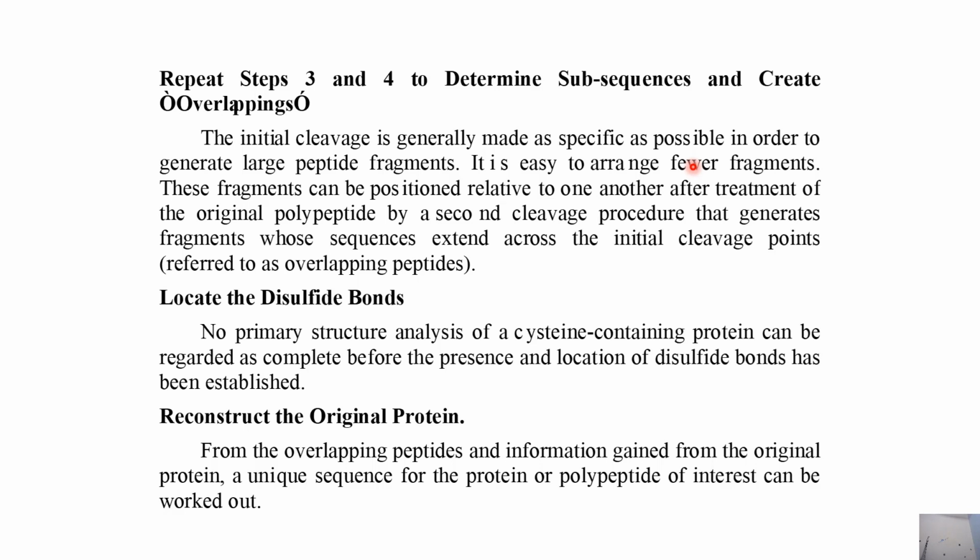So locate the disulfide bonds. No primary structure analysis of a cysteine-containing protein can be regarded as complete before the presence and location of disulfide bonds has been established. And we can reconstruct the original protein. From the overlapping peptides and information gained from the original protein, a unique sequence for the protein or polypeptide of interest can be worked out.